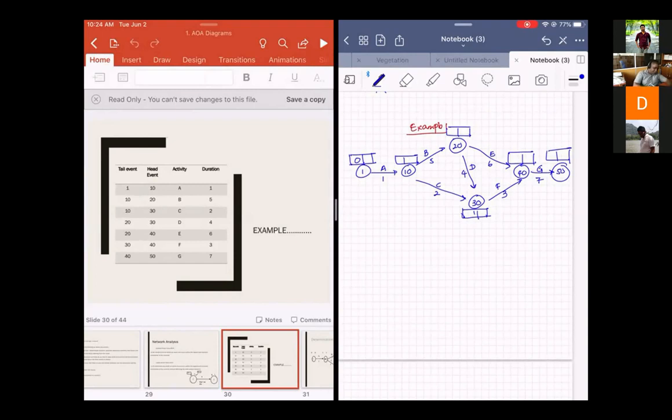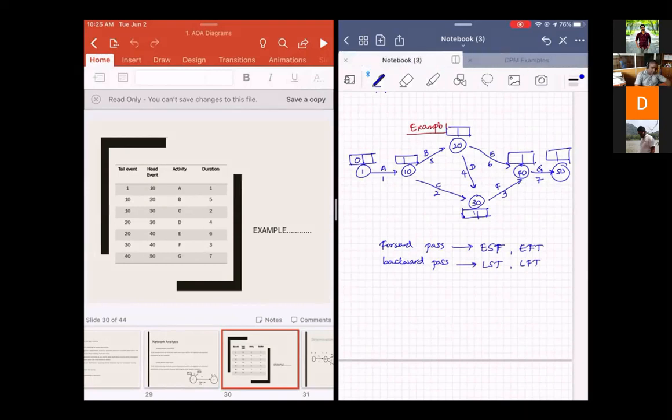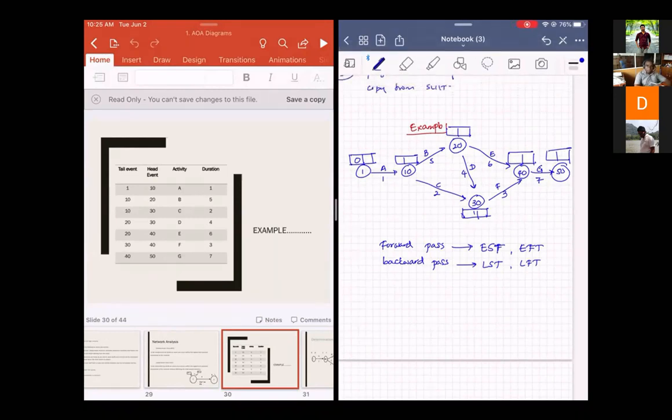Remember, there are two things, forward pass and backward pass. I'm going to solve this, find out the duration of the project and find out the earlier start and later start times of these activities. Forward pass finds the earliest start times and earliest finish times. Backward pass finds the latest start times and latest finish times. Now we are going with the forward pass.